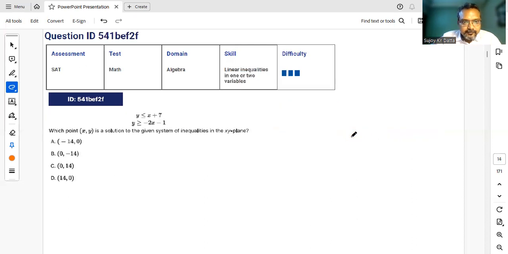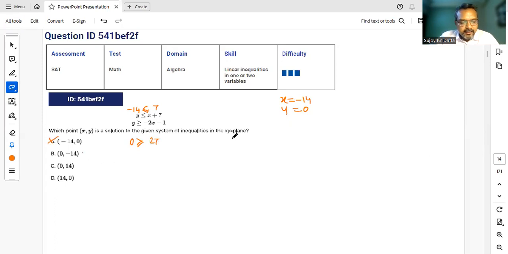Let's go on. So here it's saying that y is less than or equal to x plus 7, y is greater than or equal to -2x minus 1. Which of the points would satisfy this? Obviously, here the easiest, best way is to plug in values and check. So let's plug in x as -14 and y as 0. I get -14 less than or equal to 7, which is fine. Here we get 0 greater than or equal to 28 minus 1, which is not. So A is ruled out.